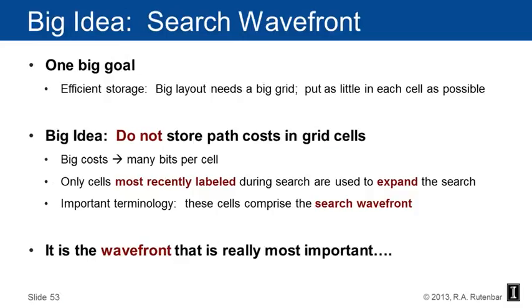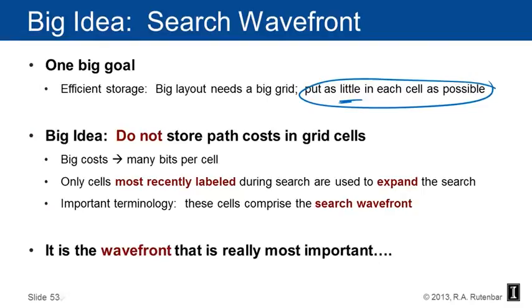So here's a big goal, and actually this is an overriding goal for maze routers, is efficient storage. A big layout needs a really big grid, and so one of the consequences of that is that we're going to put as little as possible in each cell. And an interesting side effect of that is that we are not going to store the path costs in the grid cells. If you need, like a double floating point number or something like that, that's actually a lot of bits. That's way more bits than I really need in the cell. I can get away with having the grid cell be a really pretty small object, maybe 16 bits, maybe less depending on whether I play some tricks.